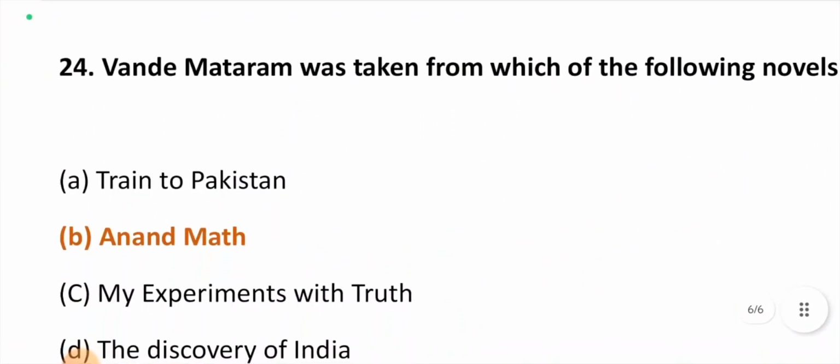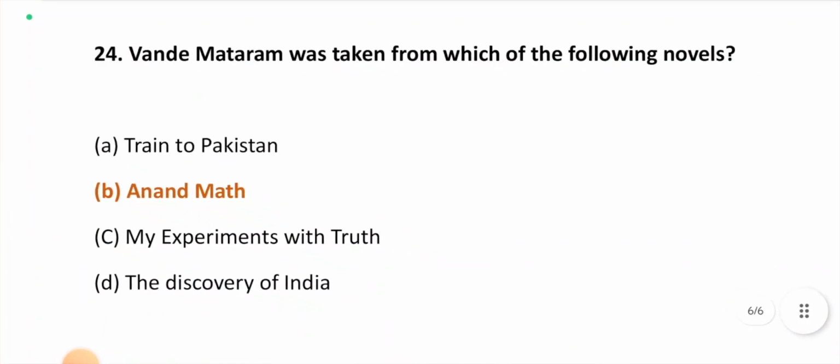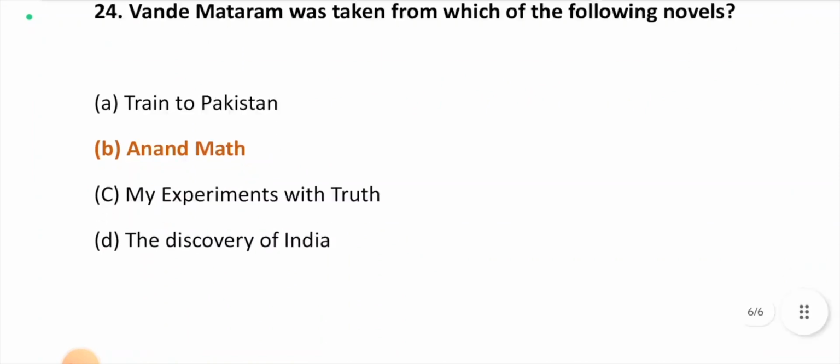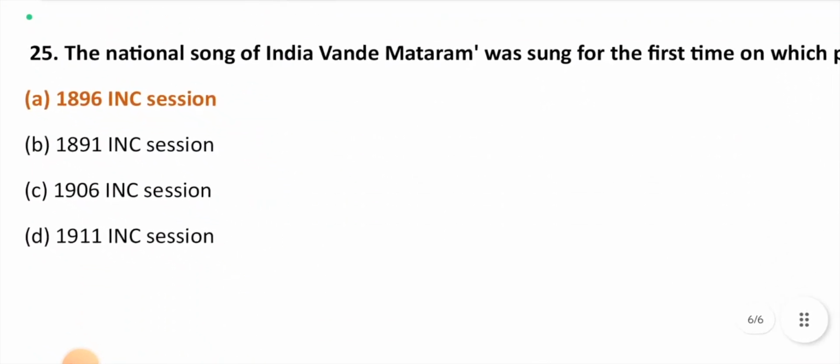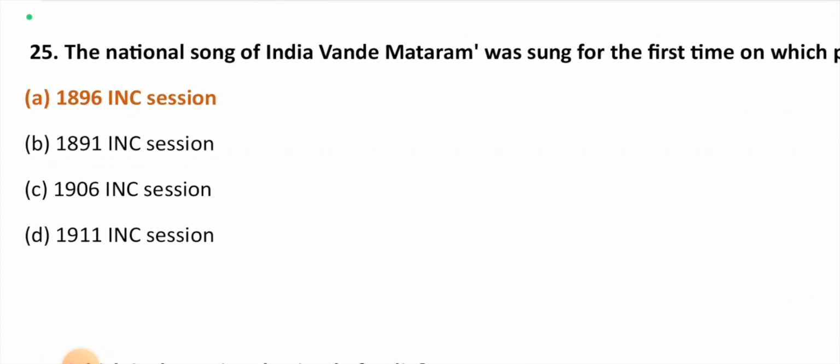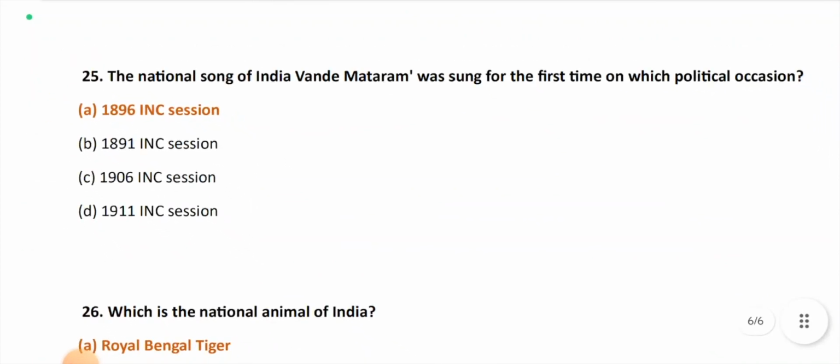24. Vande Mataram was taken from which of the following novels? Option B, Anandamath. 25. The national song of India, Vande Mataram, was sung for the first time on which political occasion? Vande Mataram was first sung in 1896 at the Indian National Congress session.